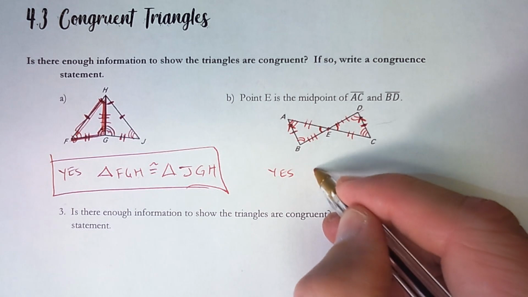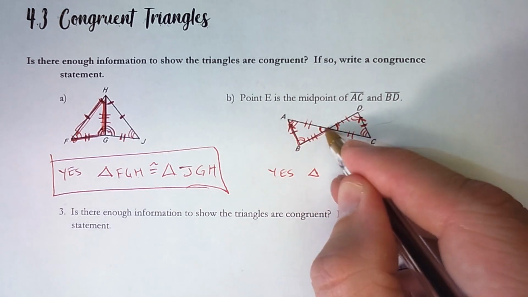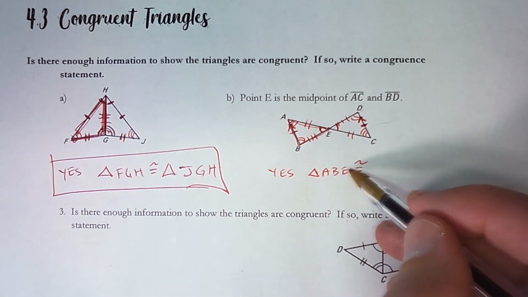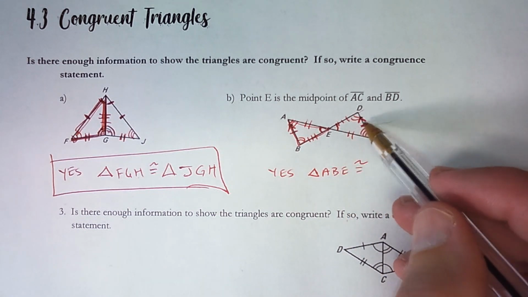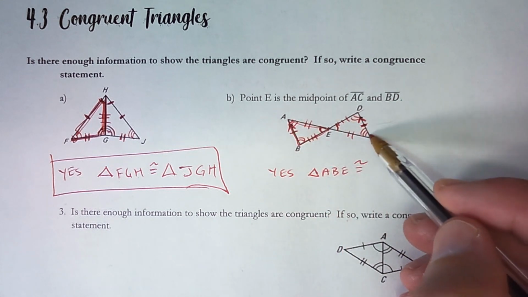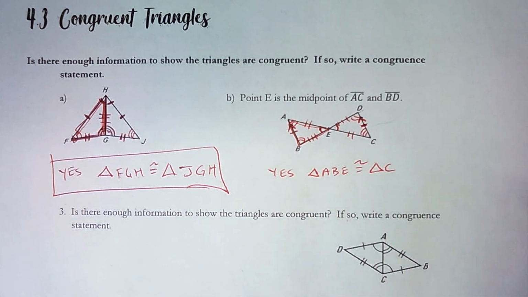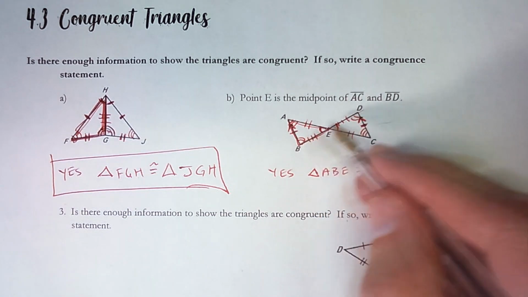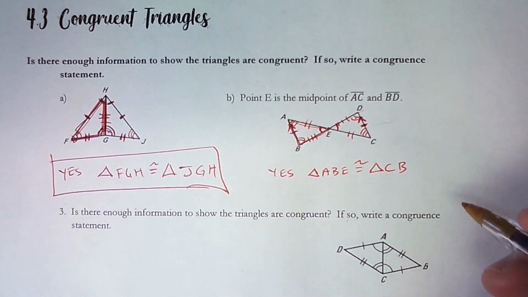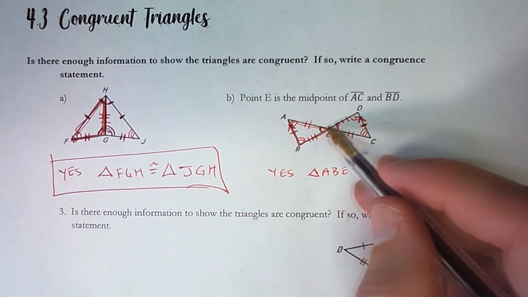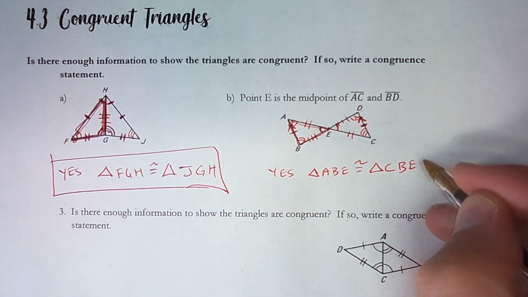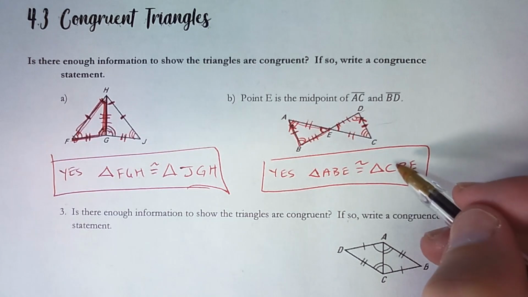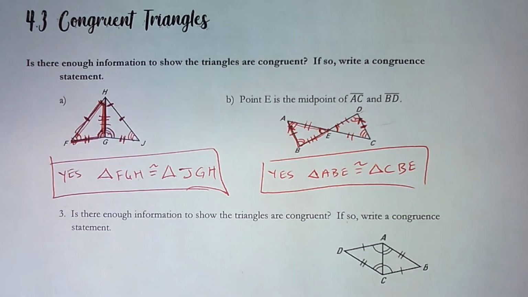So I'll start with this triangle over here. Triangle, and I'm going to call it ABE. Now that I've set that order, I have to follow that order over here. So angle A is congruent to angle C, so I'll start this side with angle C. Then B and D are congruent, so I'll go with B next. And then the vertical angles E and E. So yes, they are congruent, and here is my congruence statement.